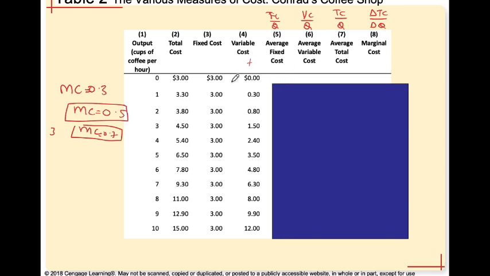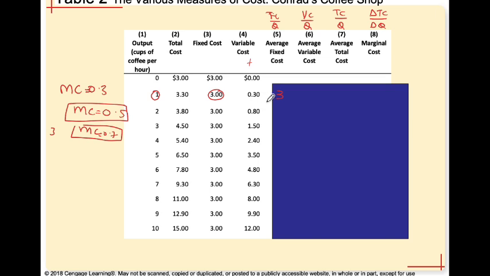So let's talk about average fixed costs. What's the average fixed cost when you're producing nothing? You can't calculate average this way. That's why this row is blank, because anything divided by 0 is a problem. So let's talk about fixed cost in this case now. Total fixed cost is $3 divided by 1, so you should come up with an average fixed cost of 3.